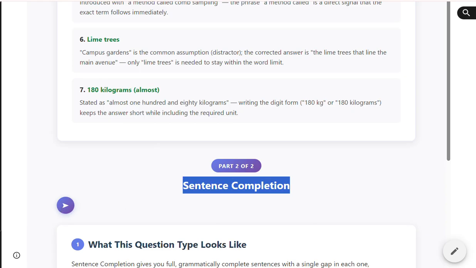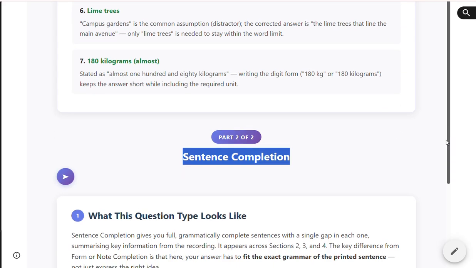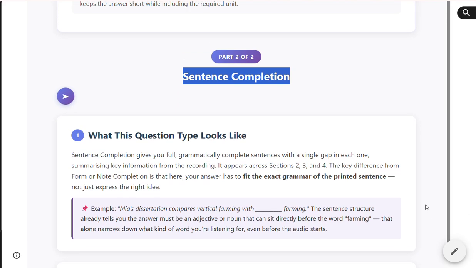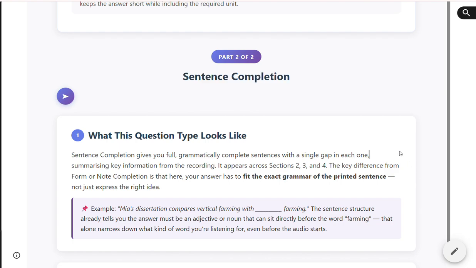Now let's move on to sentence completion. This one gives you full, grammatically complete sentences with a single gap in each, summarizing key information from the recording. It shows up across several sections. And the key difference from other completion tasks is that your answer has to fit the exact grammar of the printed sentence, not just express the right idea.